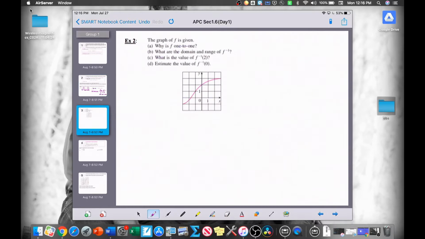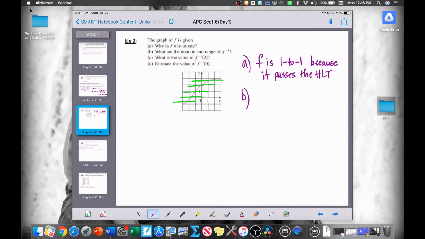Let's take a look at our next example. It says the graph of f is given. Letter A, is f one-to-one? Since we have a graph, we can use our horizontal line test. I could draw horizontal lines anywhere that I want, and I only ever cross that pink line one time. So for letter A, I would say f is one-to-one because it passes the horizontal line test. We'll just abbreviate that as HLT.